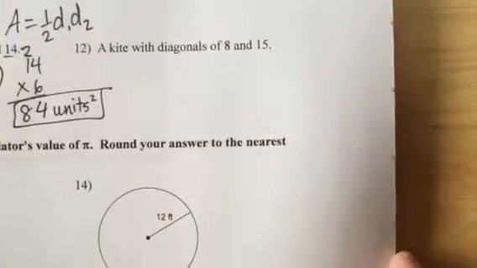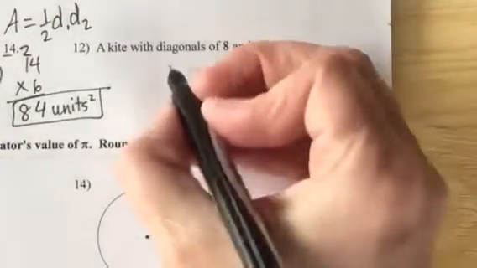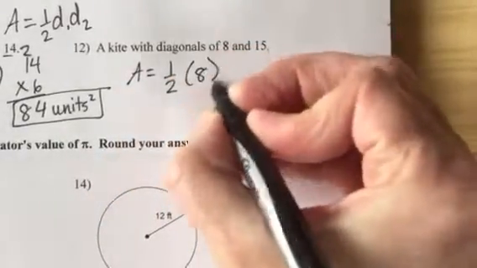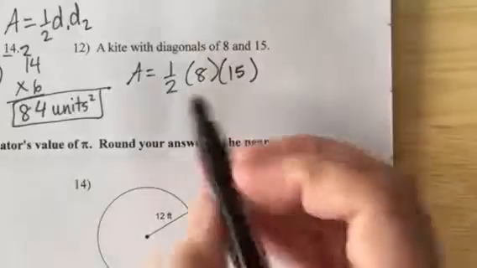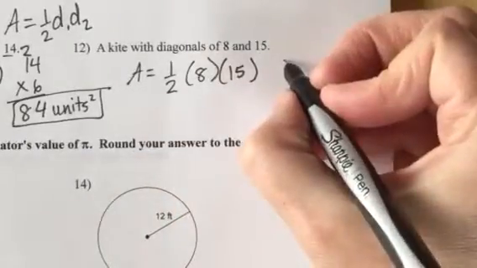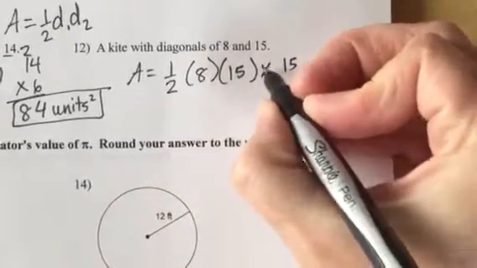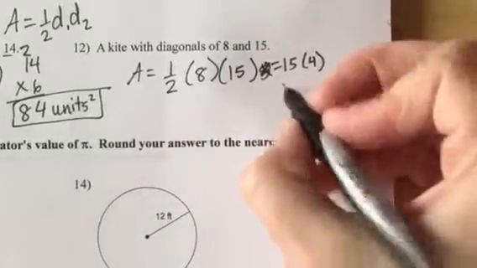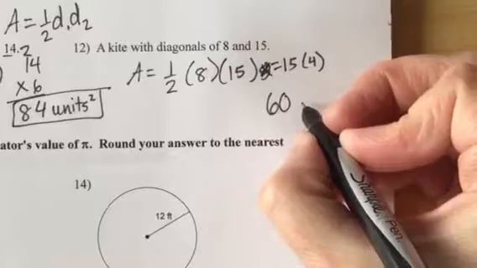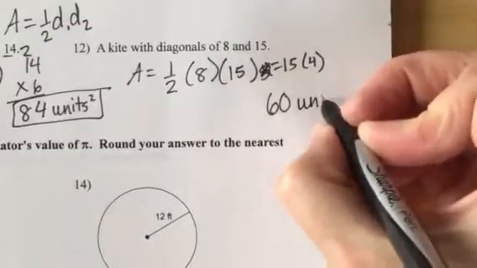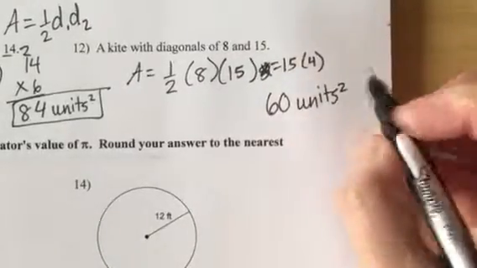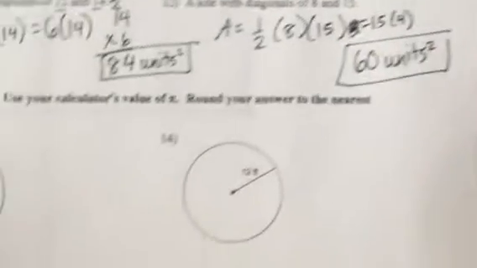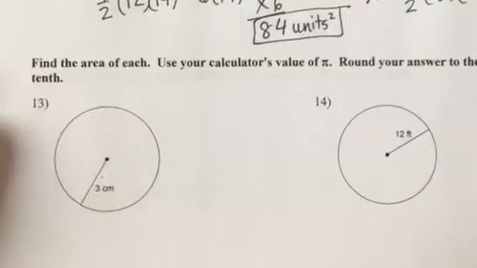Let's take a look at the kite. We're going to take 1/2 times the two diagonals. 1/2 of 8 is 4. 15 times 4 is 60. So I'm just going to leave it there. Again, they didn't give us the measure, so I'm going to call it 60 square units. Fantastic.